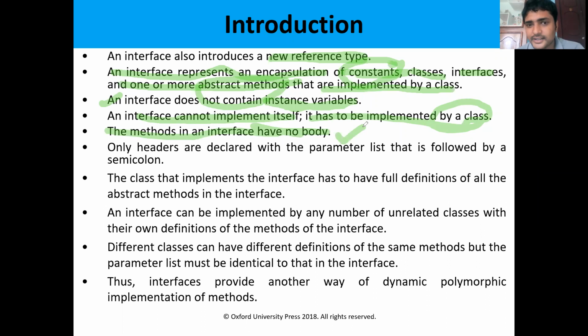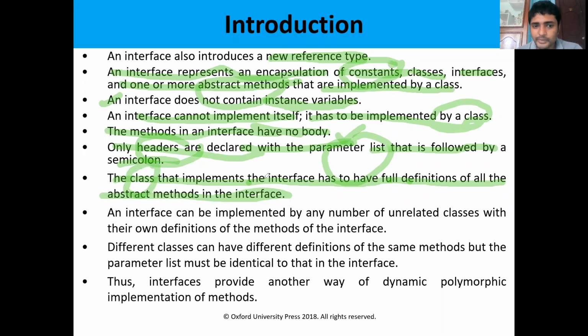That means the method definition is not there. So only headers are declared with the parameter list followed by a semicolon. The method consists of only a method header: the parameter list, method name, and some public or private access specifiers. The class that implements the interface has to have full definitions of all the abstract methods. So if you have 3 abstract methods, you have to define all 3 abstract method definitions in the class.